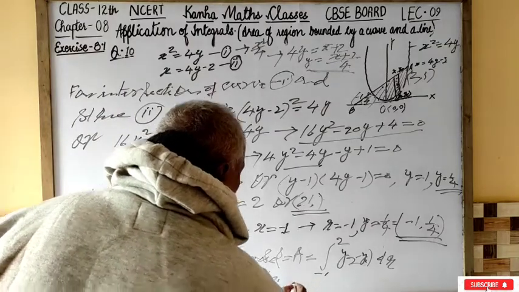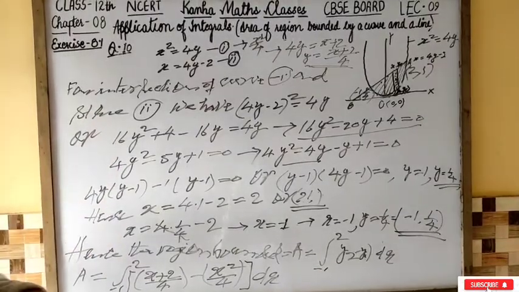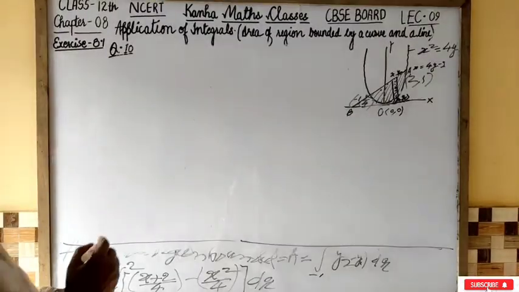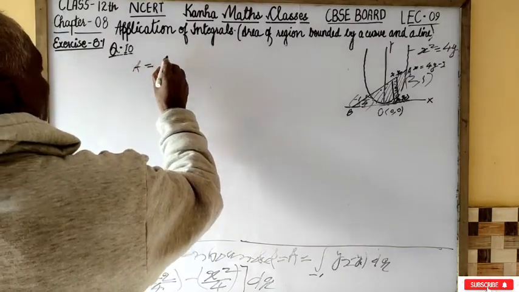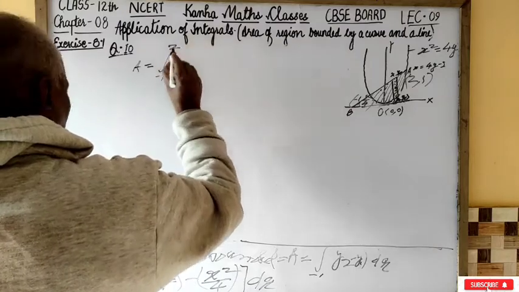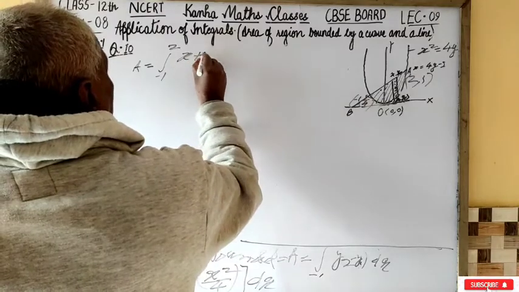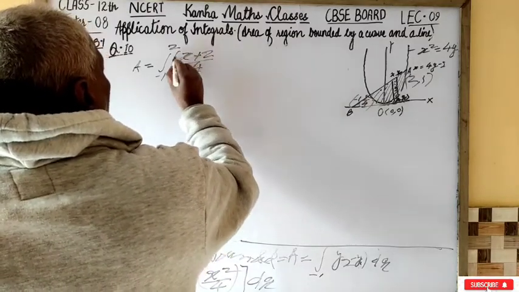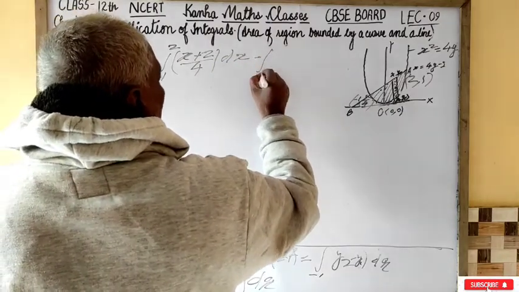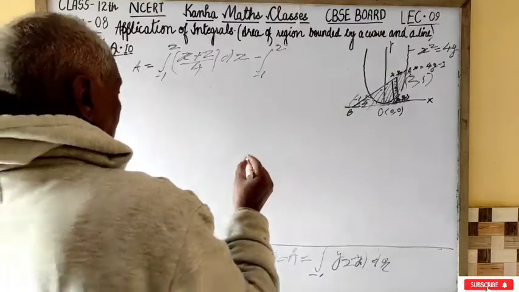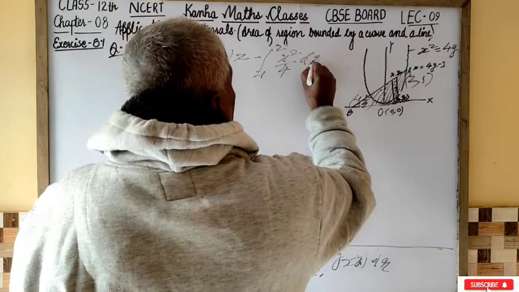dx. Now, due to lack of space, I want to rub some upper portion of the board. Now A is equal to the integral from minus 1 to 2 of (x plus 2) by 4 dx minus the integral from minus 1 to 2 of x square by 4 dx.